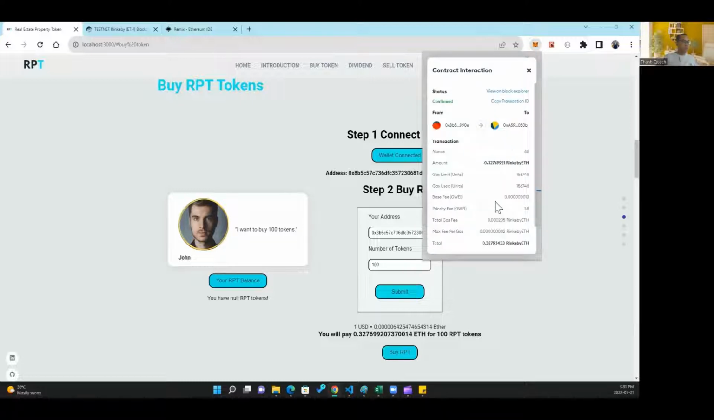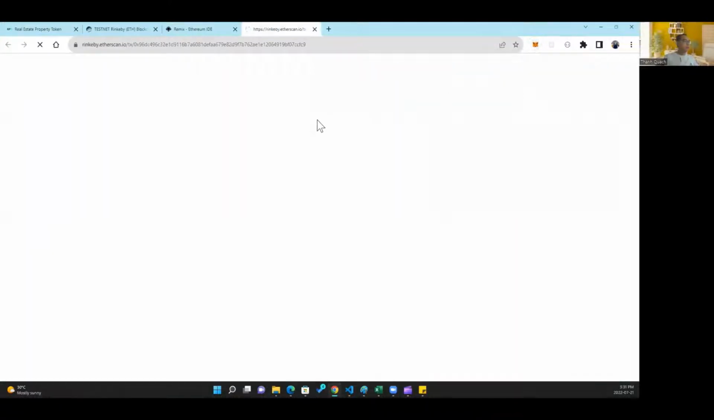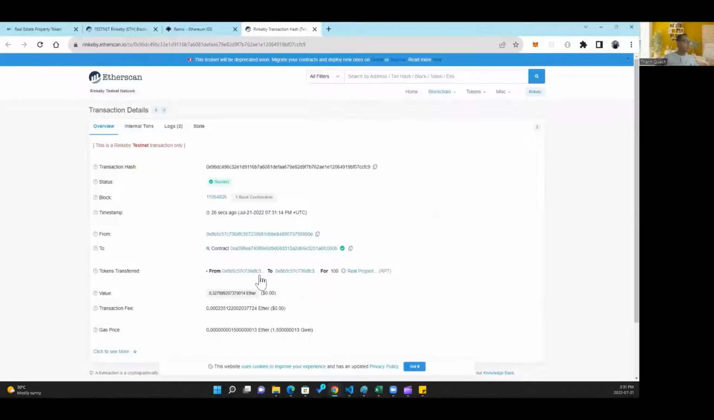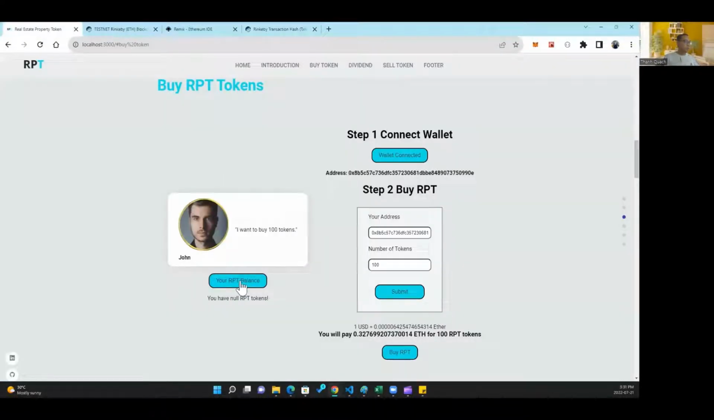So let's view it on Etherscan. Yep, so the transaction is confirmed, 0.32 Ether for 100 real property tokens. There's a little button here to check his balance, supposed to be 100. So there you go. Now John owns 100 tokens out of 350 tokens available, so it's approximately 30% of the whole ownership of the building.